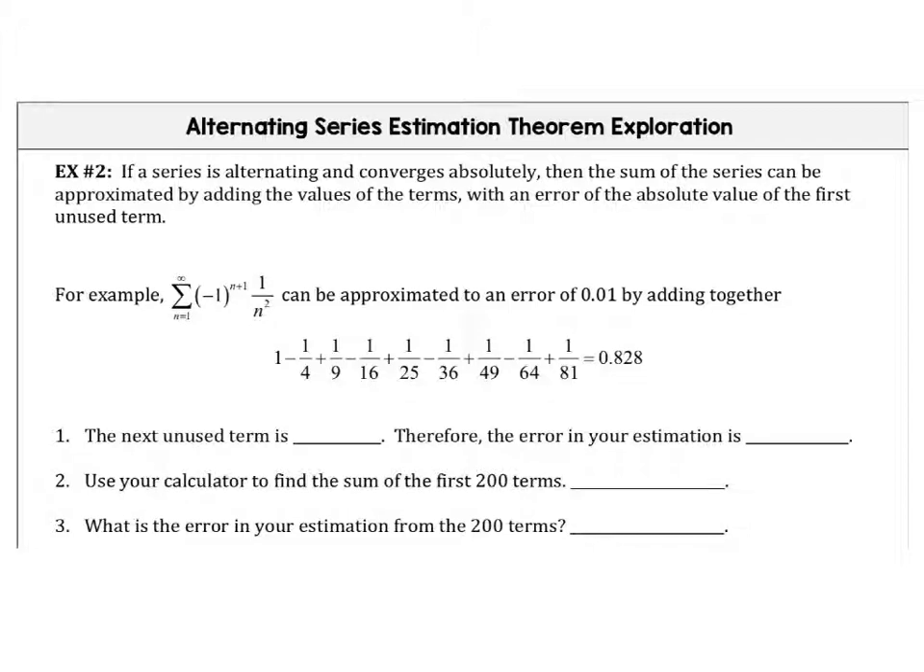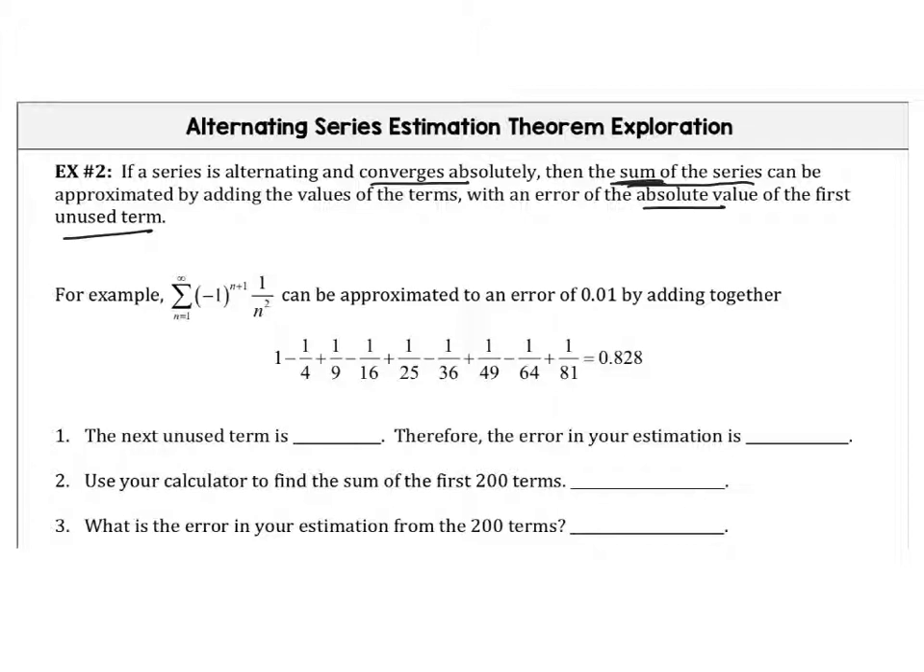Okay, next we will talk about the alternating series estimation theorem, and we are going to go through the exploration of this. If you first look at what we're given, we see that the series is alternating and it converges absolutely. Then the sum of the series can be approximated. Now we're talking about the actual sum, since this is converging. The actual sum can be approximated by adding the values of the terms, with an error of the absolute value of the first unused term. That sounds kind of complicated, but let's look at what that's implying.